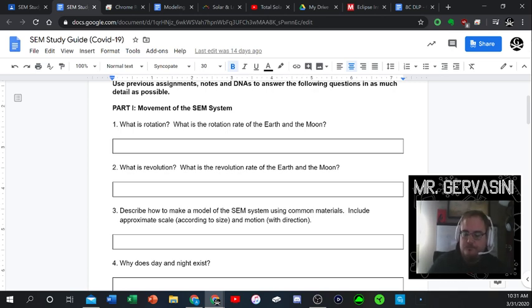All right. Number 4, why does day and night exist? Why does the earth have day and night? Why does the moon have day and night? That is an important question, even though you might not think it's important. The reason why we have lunar phases is because the moon has a slow change in day and night. Okay? In addition to it being at a certain angle from the sun to the earth. So you are working on 1, 2, and 4 right now. I'll answer questions as they come up.